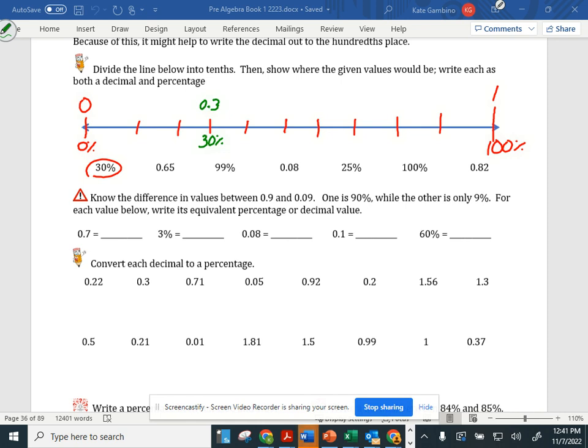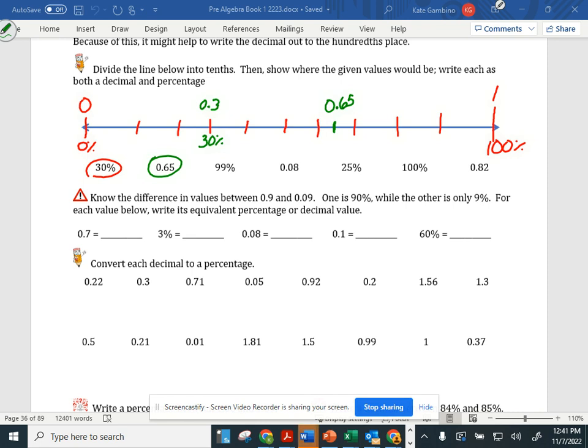So our next one is 0.65. Where would that fall on our line? In between the sixth place and the seventh place. So 1, 2, 3, 4, 5, 6. So right about here, halfway in between the 6th and the 7/10. So that would be 0.65. What percentage do you think that is?